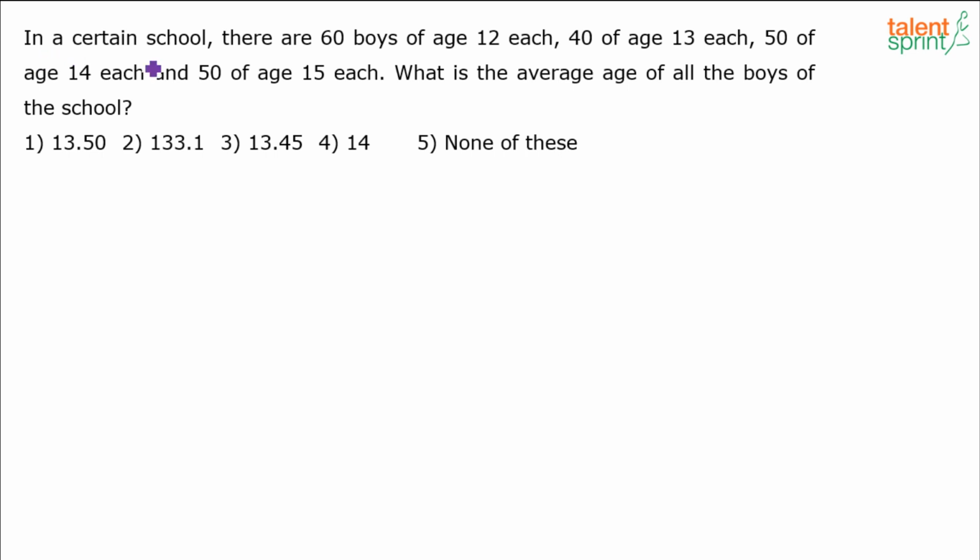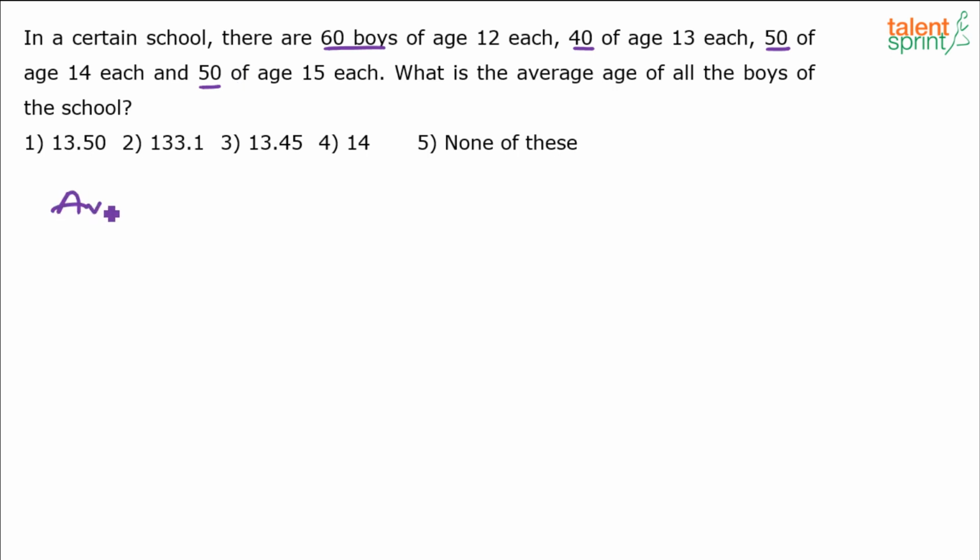See, the question says in a certain school there are 60 boys of age 12 each, 40 boys of age 13 each, 50 boys of age 14 each, and 50 boys of age 15 each. What is the average age of all the boys of the school? So basically there are 4 groups: 60 boys is one group, 40 boys is another, a third group of 50 boys, and one more group of 50 boys. You have to find the average of all the groups.